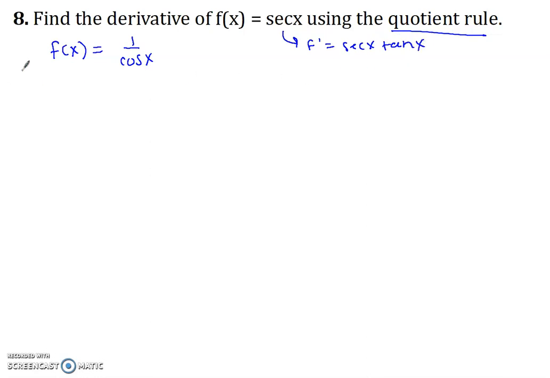Since we're turning everything into sine and cosine, remember secant is 1 over cosine, and tangent is sine over cosine. This is what I'm trying to end up with so that I can switch it to secant and tangent. So it's kind of like a trig proof. So we've got the top is f, the bottom is g.